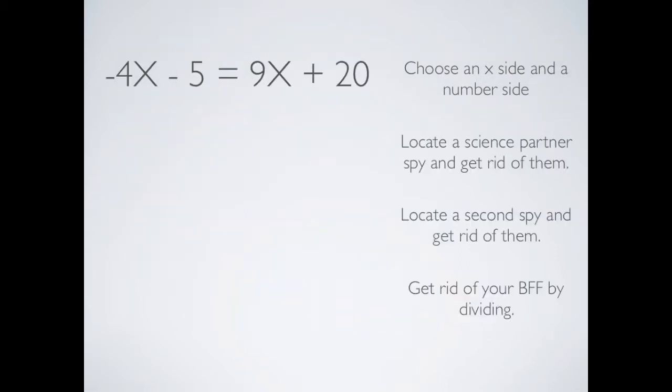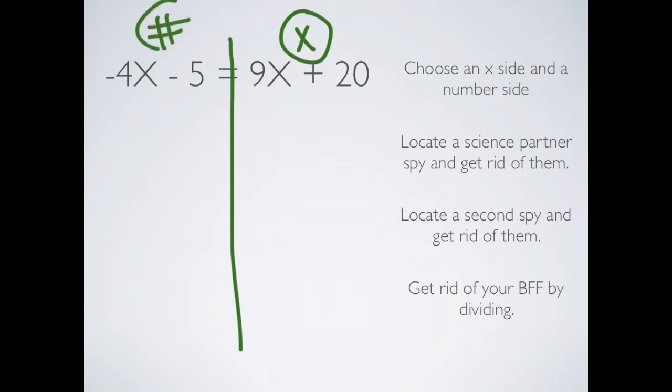Here's a second problem. Negative 4x minus 5 equals 9x plus 20. First, choose an x side. The right side's the x side, the left side's the number side. Then start getting rid of SPYs. Let's look. Negative 5 is not a SPY because it's on the number side. 9x is not a SPY because it's on the x side. The other two have to be gotten rid of.